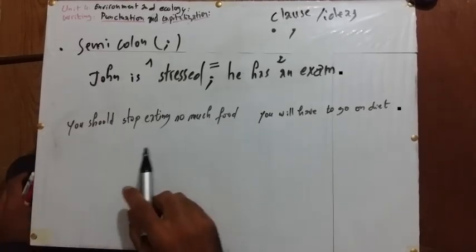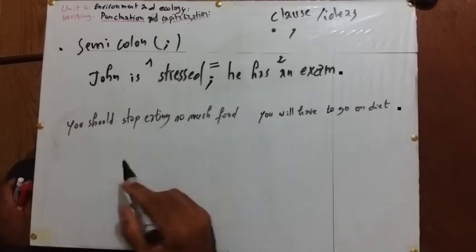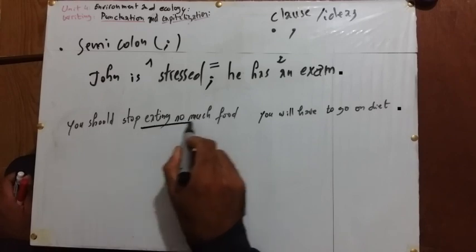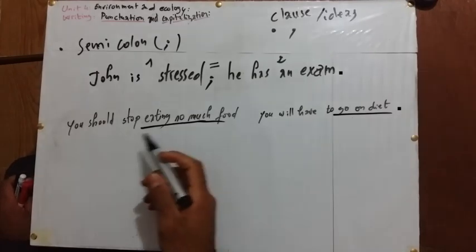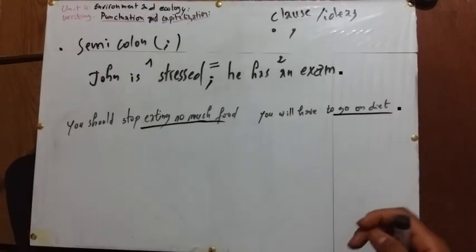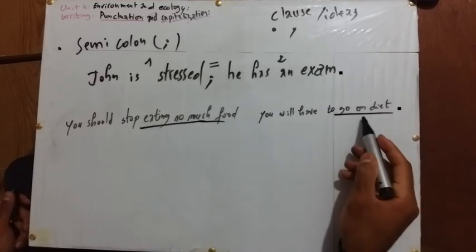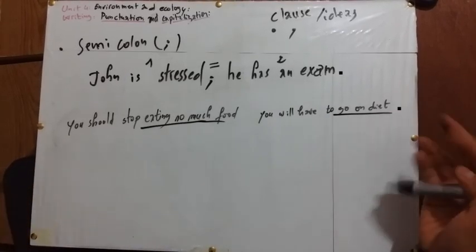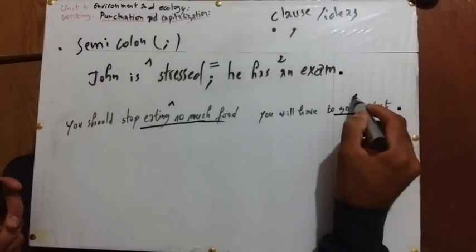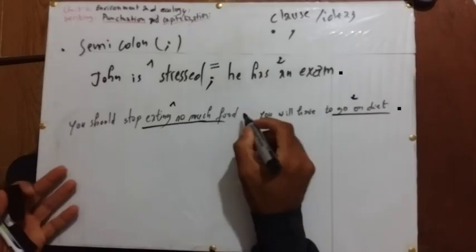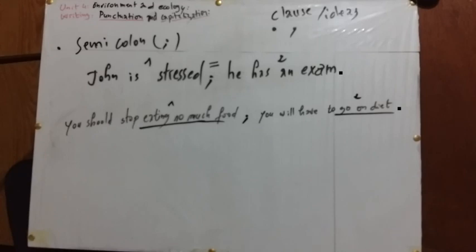The same thing for this example here. You should stop eating so much food; you will have to go on diet. The first idea is eating so much food. If you eat so much food, you will have obesity. You will have a problem. And with this problem, you will have to go on diet. So there is a link between these two ideas, idea number one, idea number two. So I put a semicolon, okay?